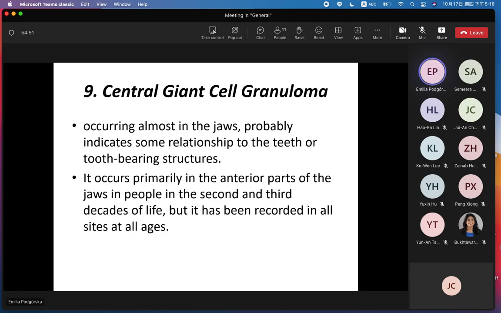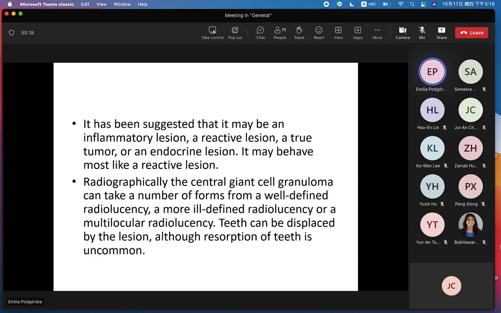Central giant cell granuloma, occurring almost exclusively in the jaws, probably indicates some relationship to the teeth or tooth-bearing structures. It occurs primarily in the anterior parts of the jaws in people in the second and third decades of life, but it has been recorded in all sites at all ages. It has been suggested that it may be an inflammatory lesion, a reactive lesion, a true tumor, or an endocrine lesion. It may behave most like a reactive lesion.